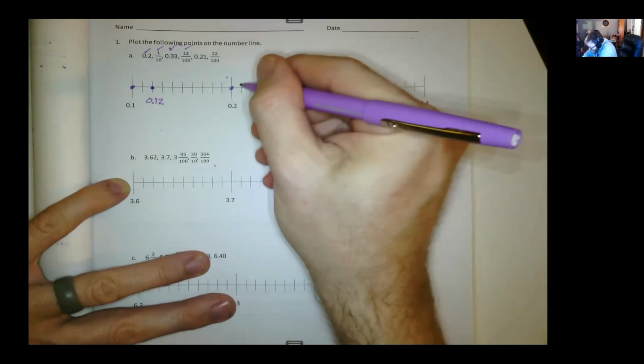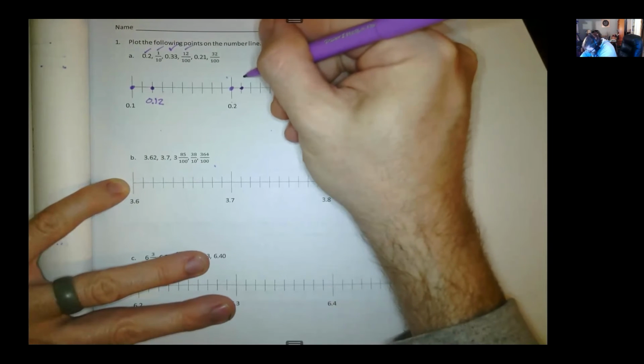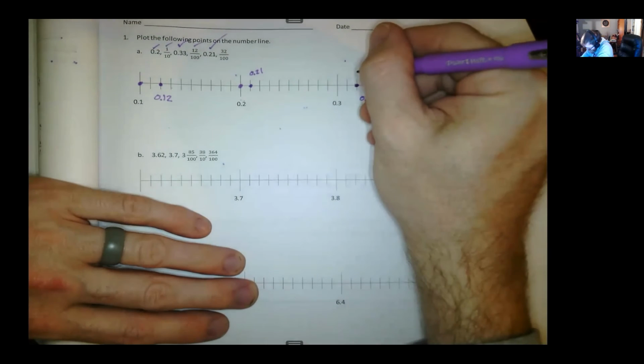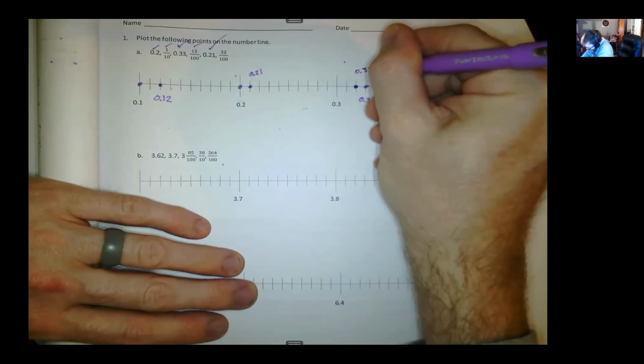0.12, 12 hundredths. Our next value is 21 hundredths, 2/10 and 1/100th. I'm just going to write this one up here to be clear. 21 hundredths. Our next value, 32 hundredths. Notice how close that's going to be to 33 hundredths. They're written different ways, but the values are very close to each other. 32 hundredths is just 1/100th less. And written as a decimal, it looks like that.